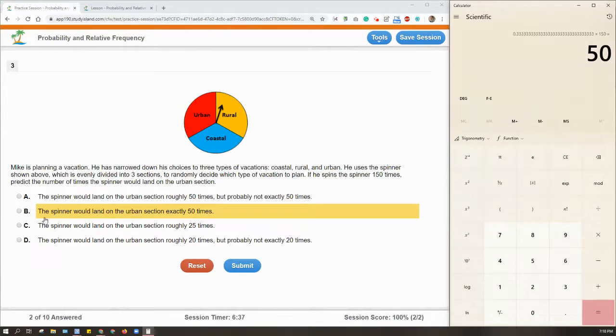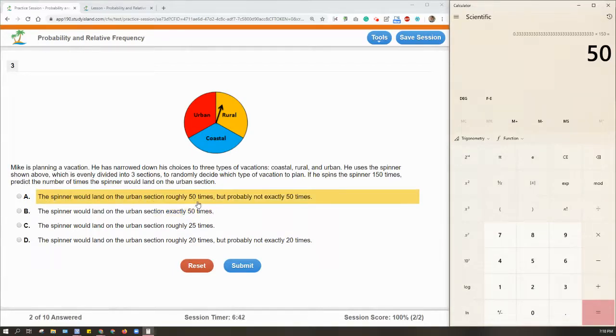Now B says the spinner would land on the urban section exactly 50 times, but that's a bad answer. The correct answer is A. The spinner would land on the urban section roughly 50 times, but probably not exactly 50 times. 50 is going to be the best guess that we have, but we wouldn't be surprised if it was 49 or 48 or 47 or 46 or 51 or 52 or 50. Anything close to 50 makes sense.